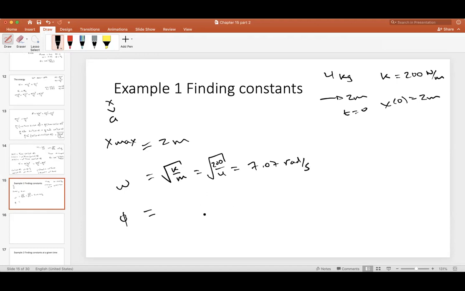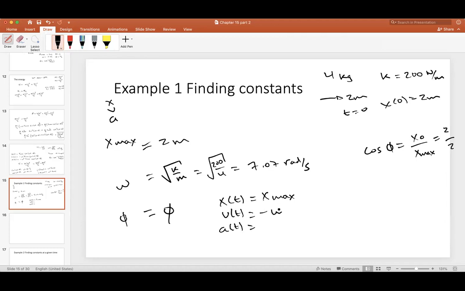And finally, for phi, if we want to do it the cosine way, cosine of phi is x naught over x max. But we know that x naught is 2, and we know that x max is 2. So we can see that this is 0. And we're not going to have to worry about, in this particular problem, any phase angle, because it starts at maximum. So from this, we can quickly write down x of t.